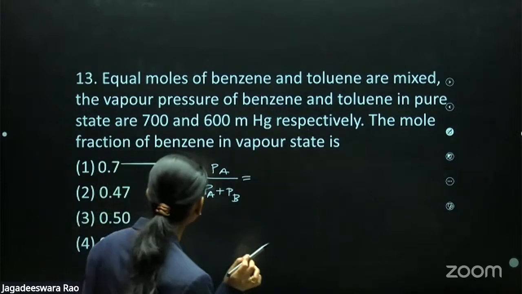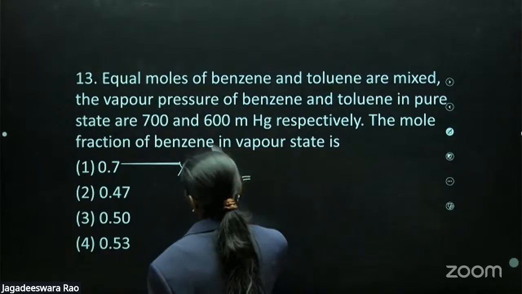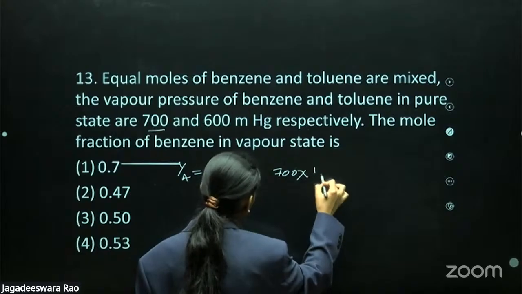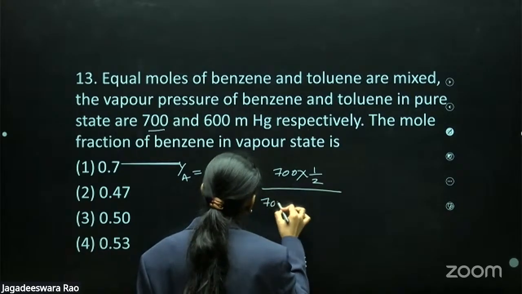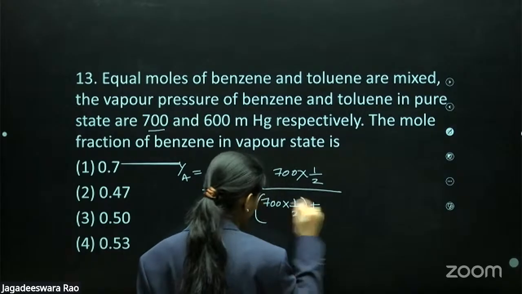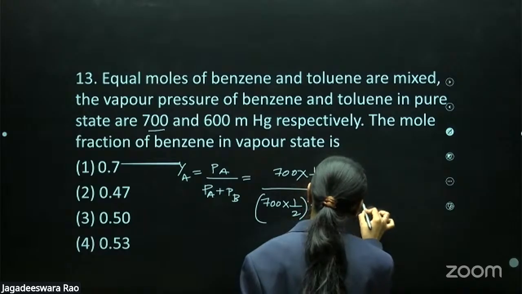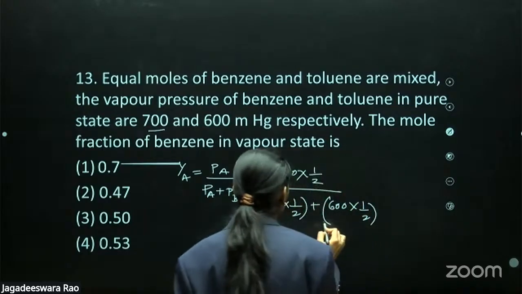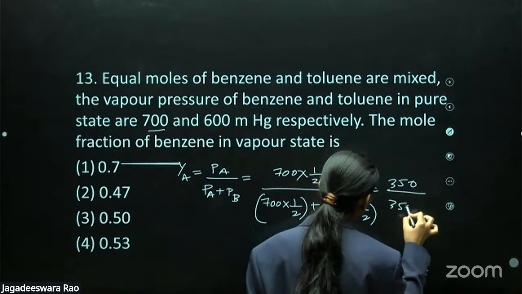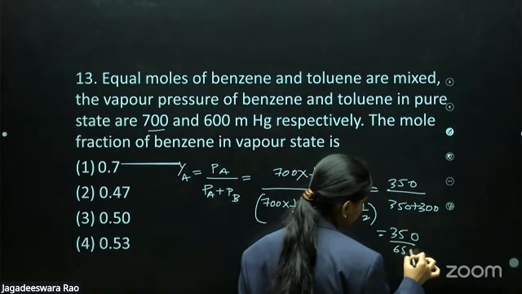Now both are equal moles. That means mole fraction will be 0.5. So Pa will be equal to Pa naught, Pa naught is 700. So it's 700 into mole fraction 1 by 2. The other one is 600 into 1 by 2. So 700 into 1 by 2 is 350. The below one is 350 plus 300. So which is equal to 350 by 650.